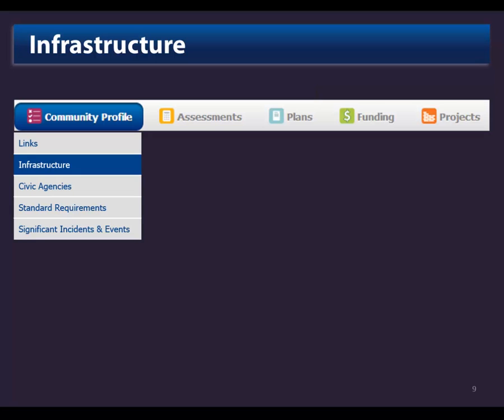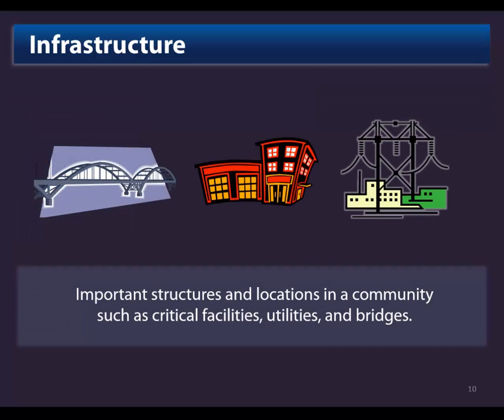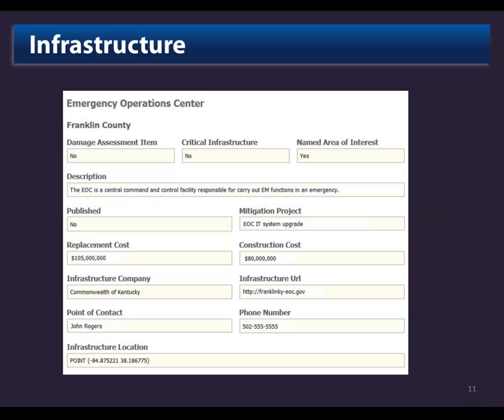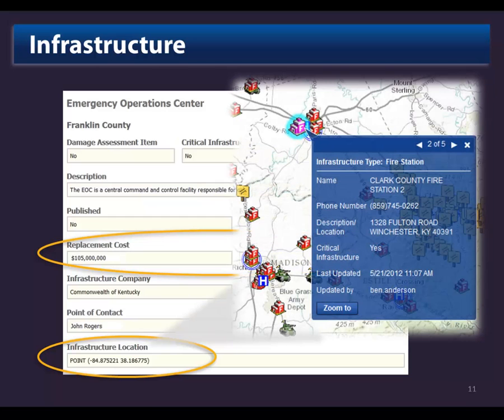Now let's take a look at the infrastructure submodule. Infrastructure can be considered as important structures and locations in a community, such as critical facilities, utilities, and bridges. The infrastructure submodule seeks to capture a lot of information about these various structures, such as replacement cost, construction cost, and also mark the geographic locations so that locations can be mapped. All of this information can be referenced at any time, and more importantly, at the time of an emergency.